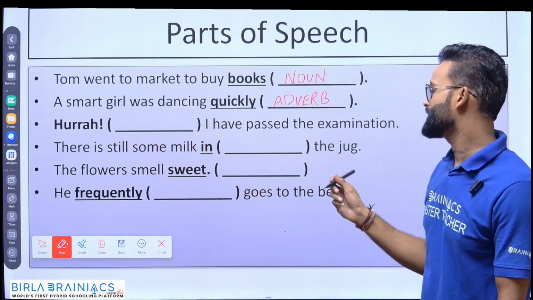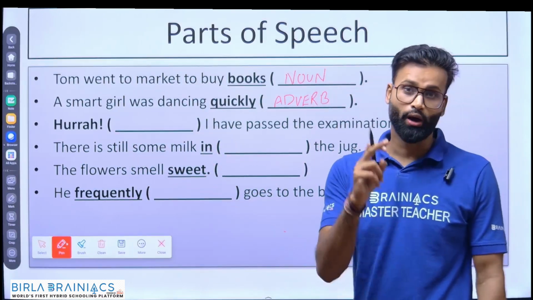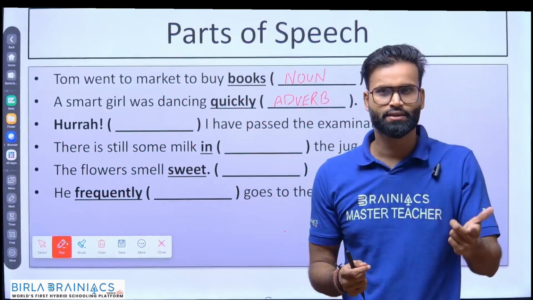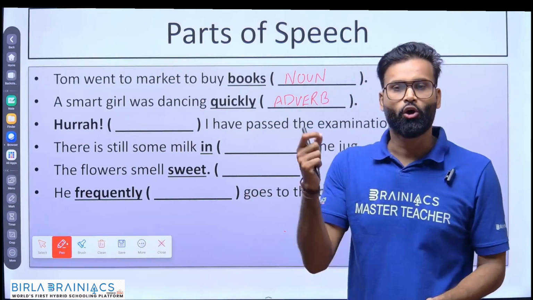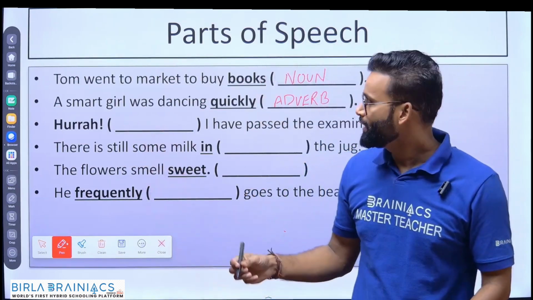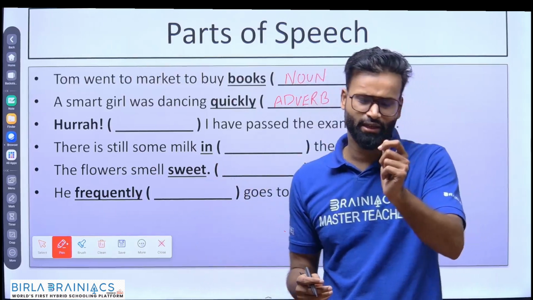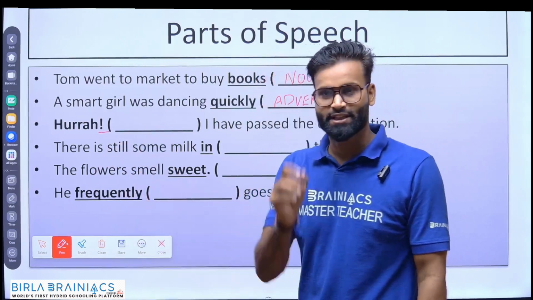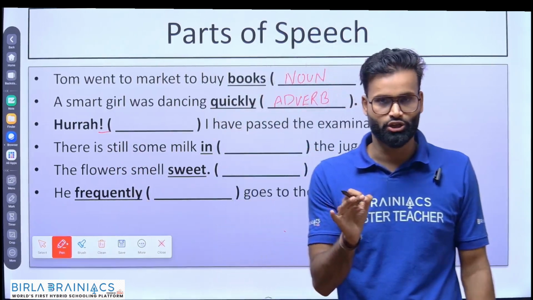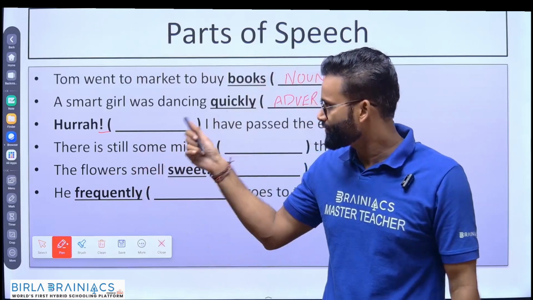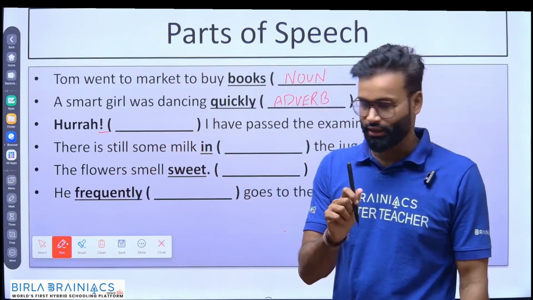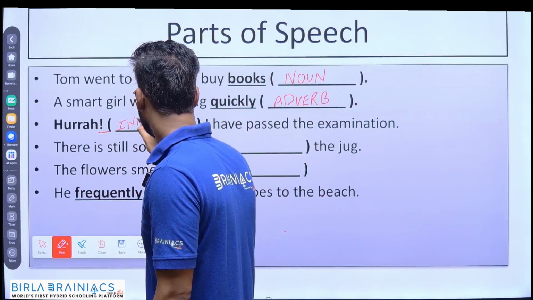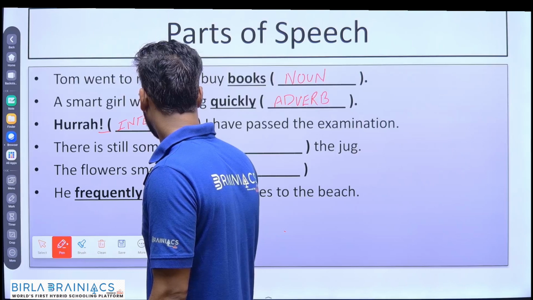Hooray! I have passed the examination. While teaching in the previous video, I told you about sudden expressions of anger, disgust, happiness, joy, sorrow. It all comes under the category of interjection. And there is one more sign by which you can easily identify it: the exclamation sign. In every interjection sentence, you will find such words followed by an exclamation sign. Okay, so this is interjection.